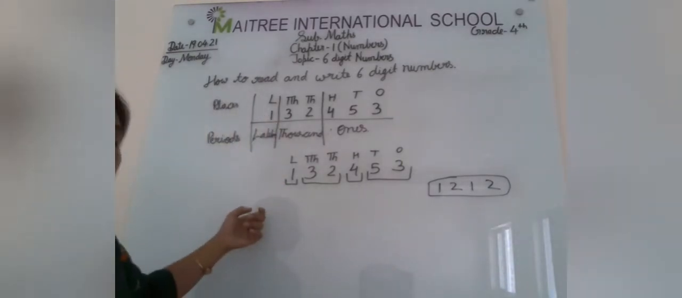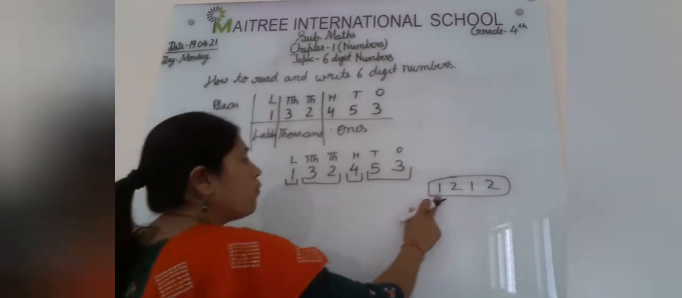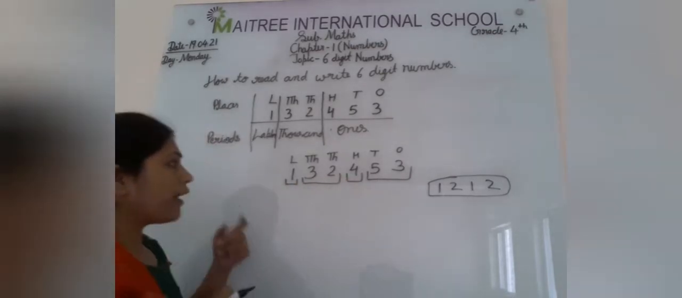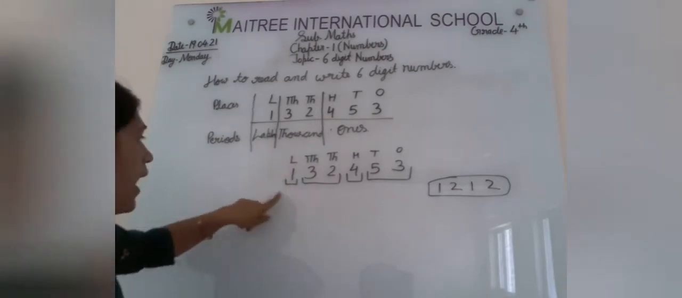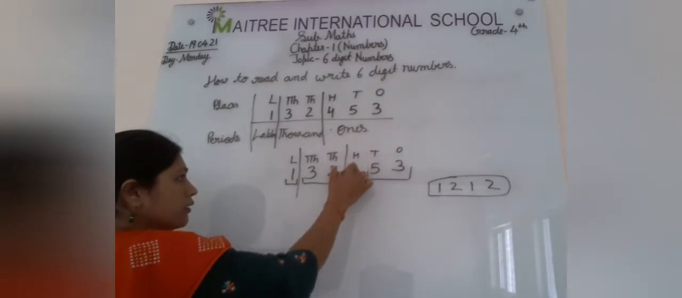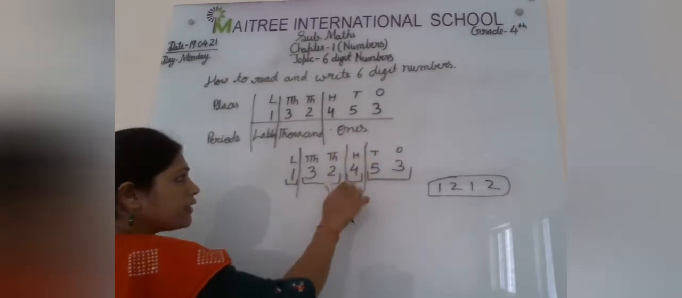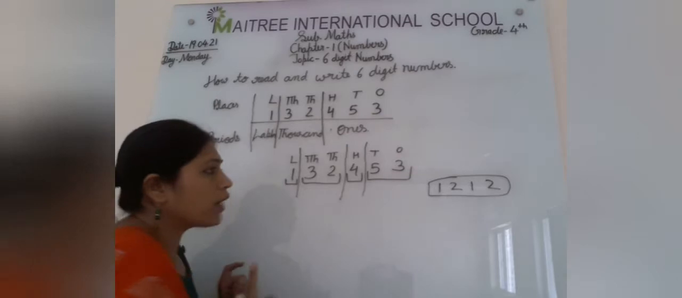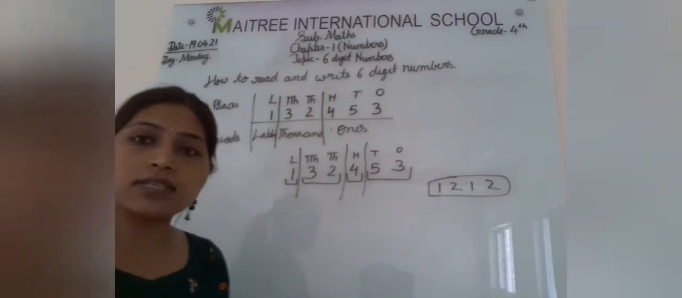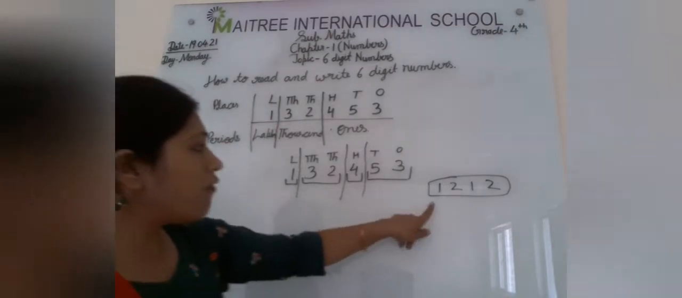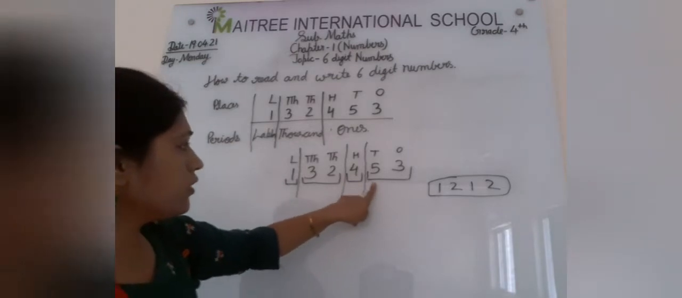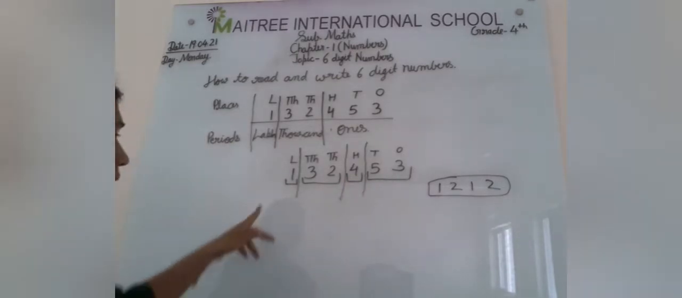So how will we read this number? We will make a group of 1 number, then 2 numbers, then 1 number, then 2 numbers. And how will we read? We will read 1 lakh, we will read this single and these both numbers together. Then again this number will be read single and these both numbers together. So whenever you have to read a 6-digit number, just make groups of 1 2 1 2 digits. Now let's read with me.